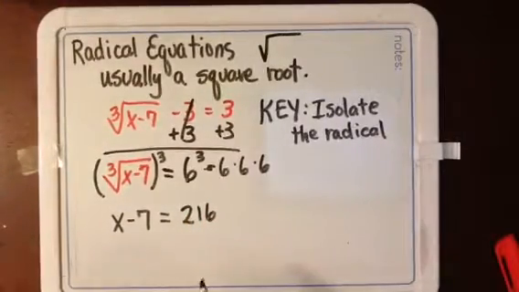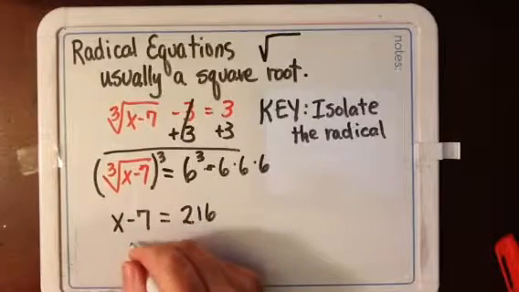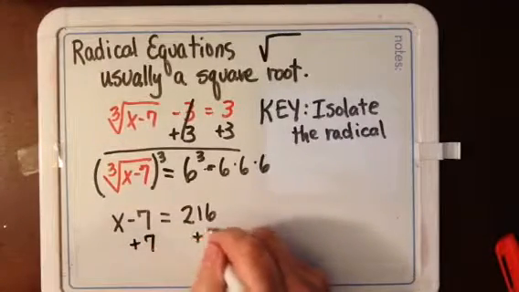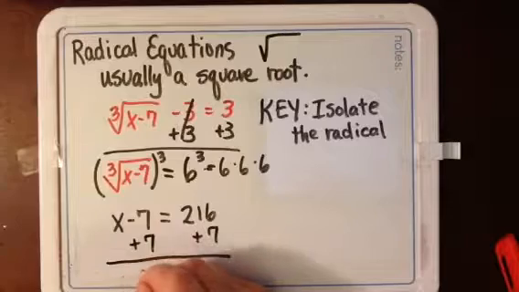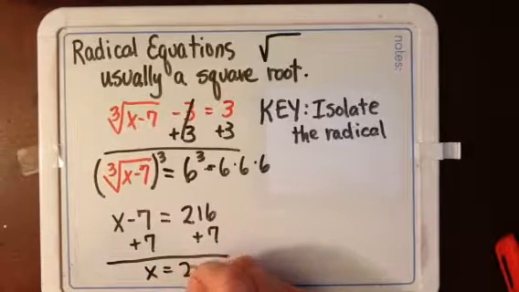At this point, it becomes a very simple matter of adding 7 to both sides to get the answer x equals 223.